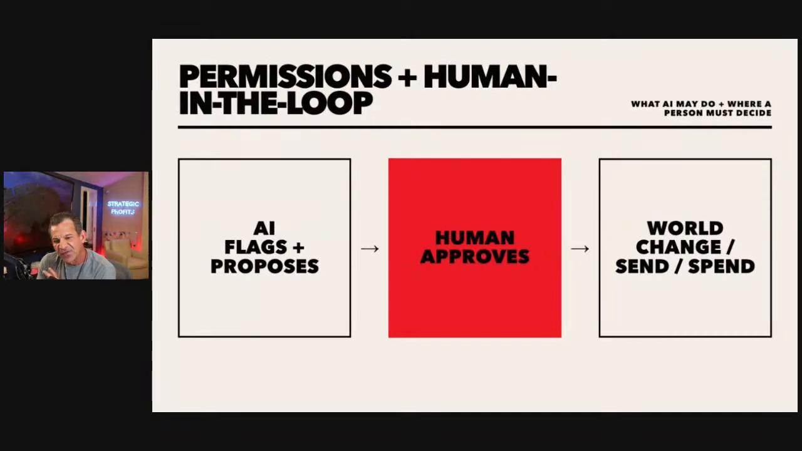Permissions define what the system may do. Human in the loop defines the consequential decision that remains human, right? What you still need to decide. So permissions decide what the AI may read, change, send, or spend. And human in the loop identifies the exact point where a person must approve before anything consequential happens.